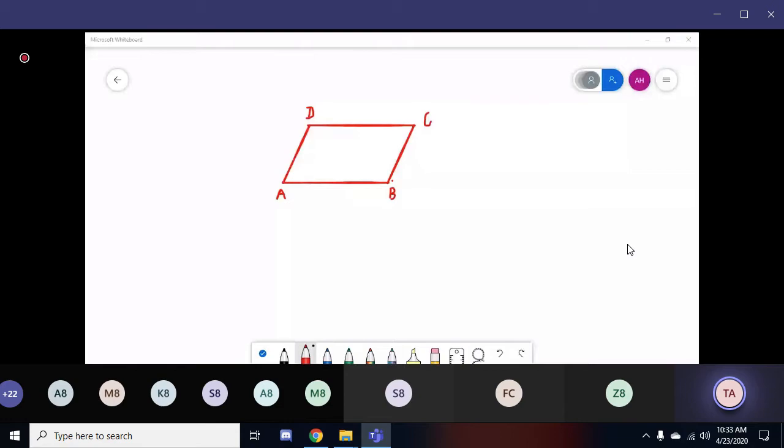Now, it was given that both the diagonals. So, what are the diagonals? AC, this was the diagonal. Sorry, let me draw it a little bit better.